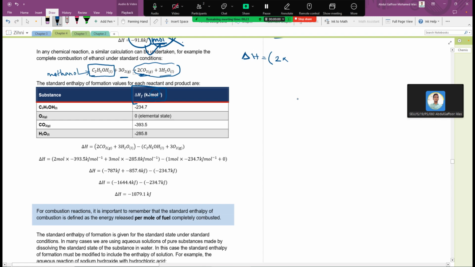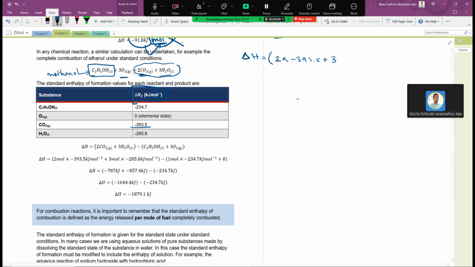Because it's per mole of the substance. Yeah, because we have to define the delta HF per mole, right, for the formation of 1 mole. That's why. So for CO2, that is what? Minus 393.5. Then plus, again, how many moles of water we have?